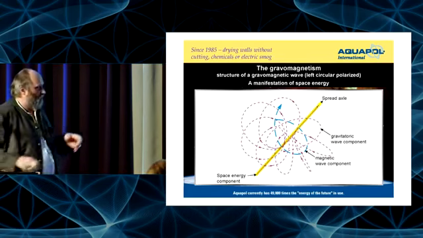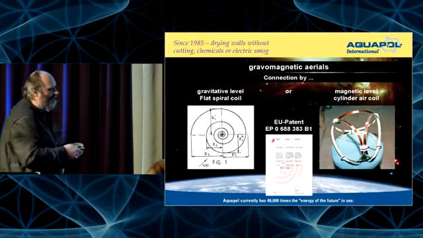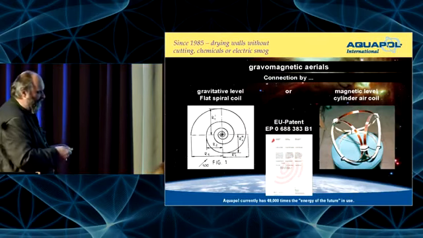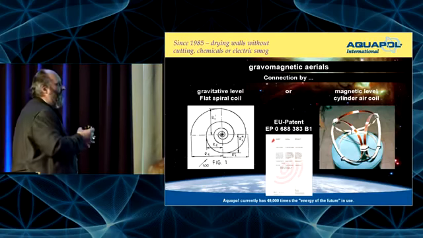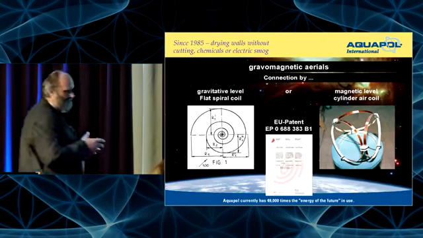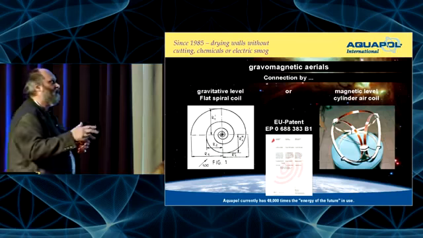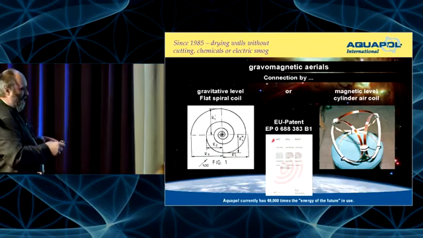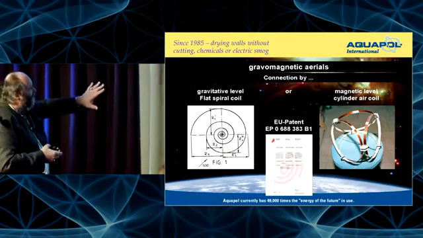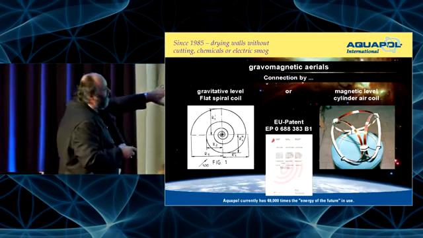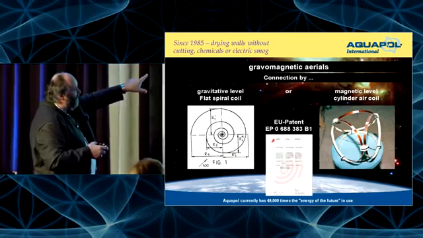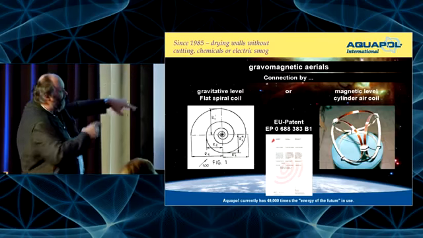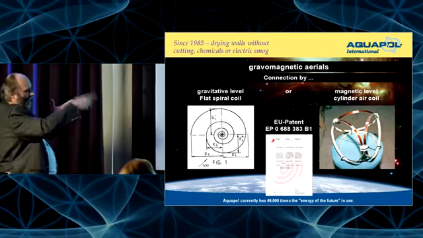And then we come to another kind of antennas which I'm using in my generator since 1985, then 1992. You have different kinds of antennas, of aerials. From the gravitative level, you have a flat spiral coil. It's flat, like Tesla did. But it's similar, it's not the same. It's not a Tesla coil.